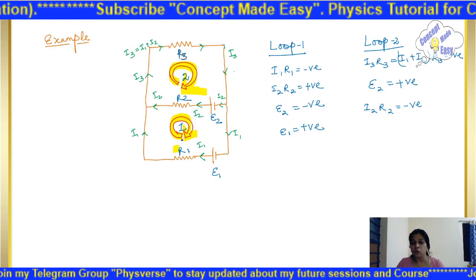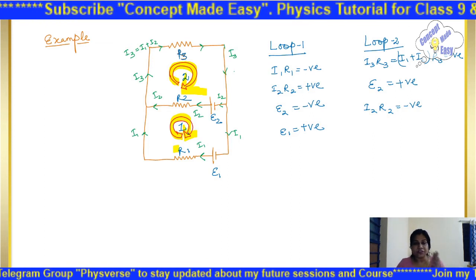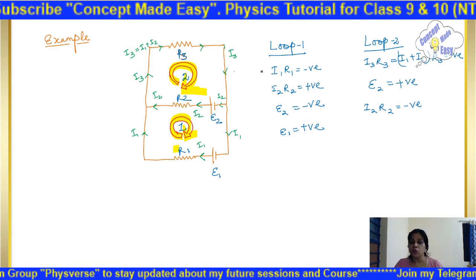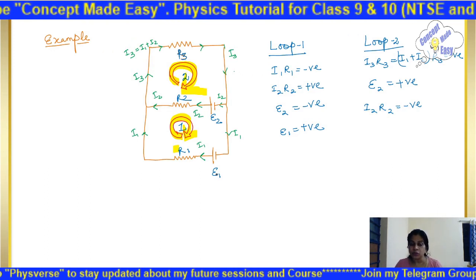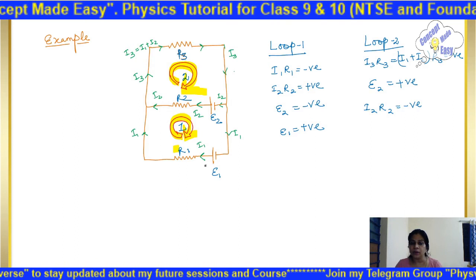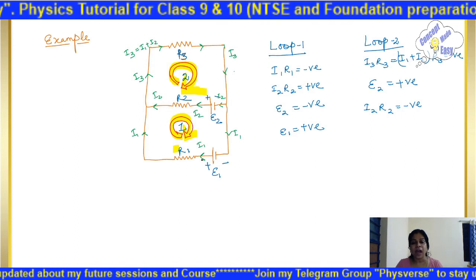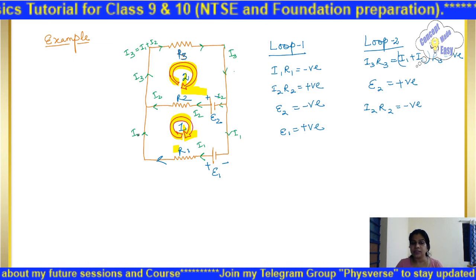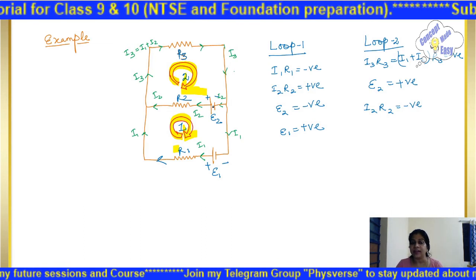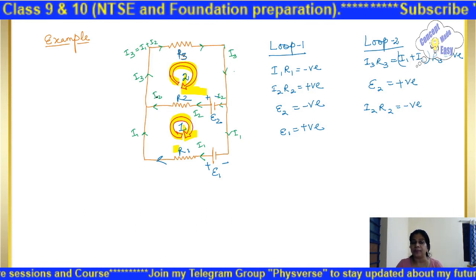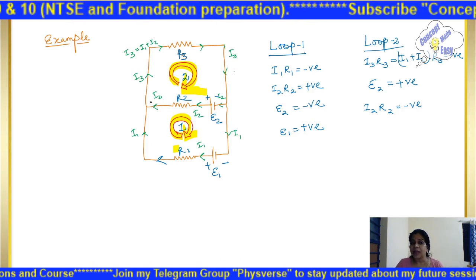For loop 1, just focus on loop 1. This is the voltage source E1, the EMF, with plus and minus terminals. From E1, current I1 is flowing. This is the I1 current. Again, from E2, current I2 is flowing. This is the I2 current, and this is the node where I1 meets.